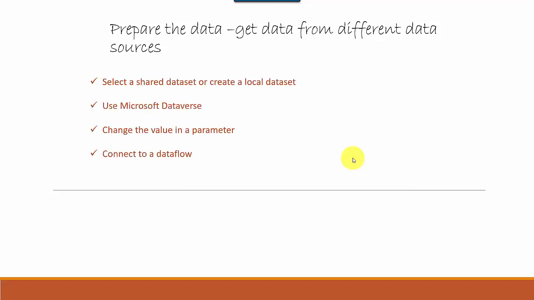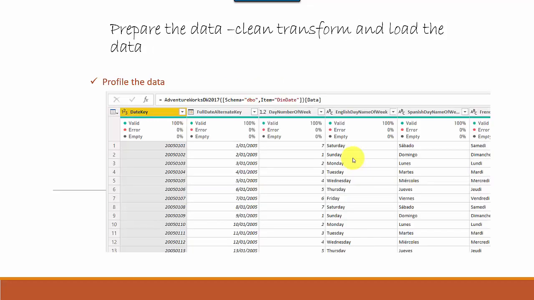As you can see, we've got the import and the direct query mode. Then get data from different sources. So you select a shared dataset or create a local dataset. You can use the Microsoft Dataverse. You can change the values in the parameters to connect to different data sources. You can connect to a dataflow.